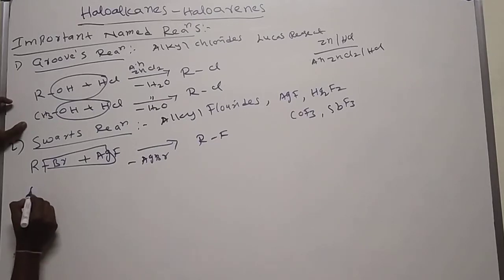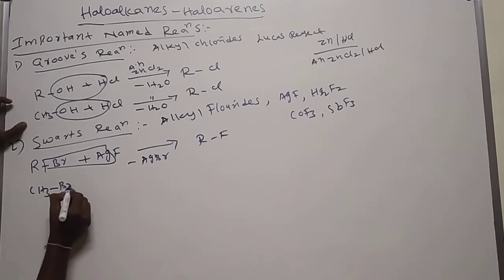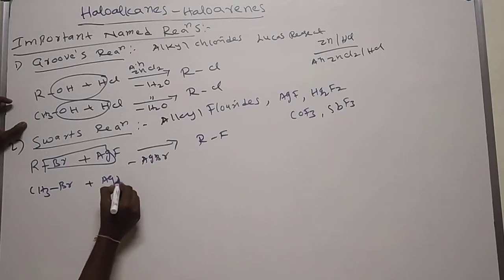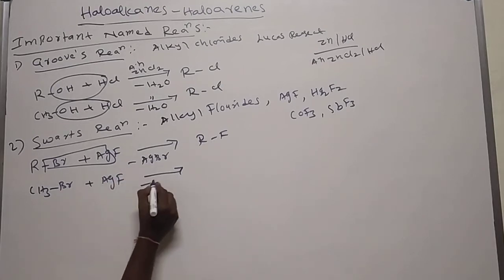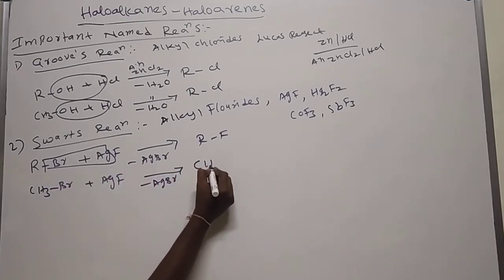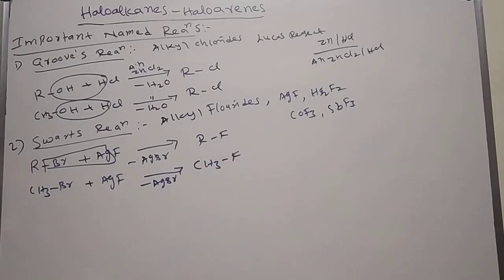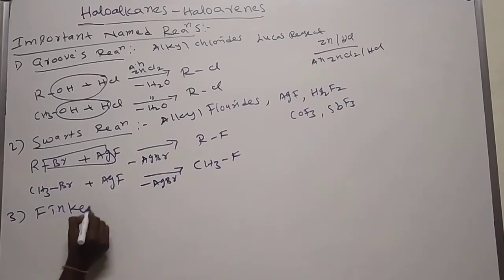Suppose for example I am taking methyl bromide reacting with AgF or Hg2F2, CoF3, SbF3. It releases AgBr and forms methyl fluoride. This we call the Swarts reaction. Then in continuation we will see the Finkelstein reaction.